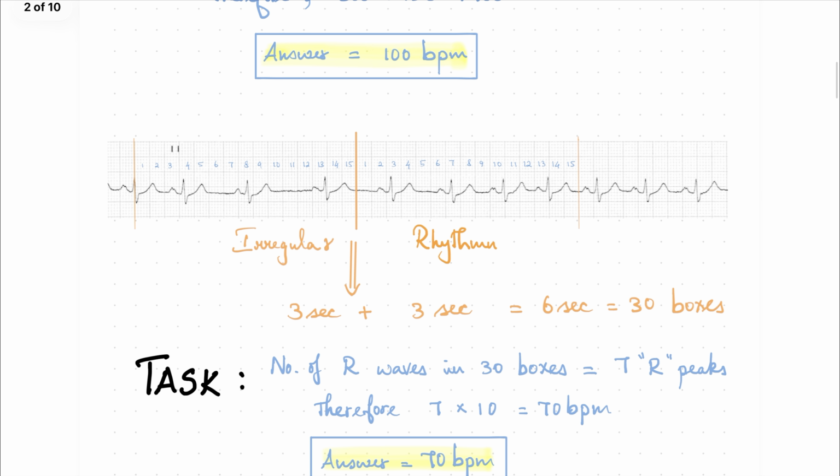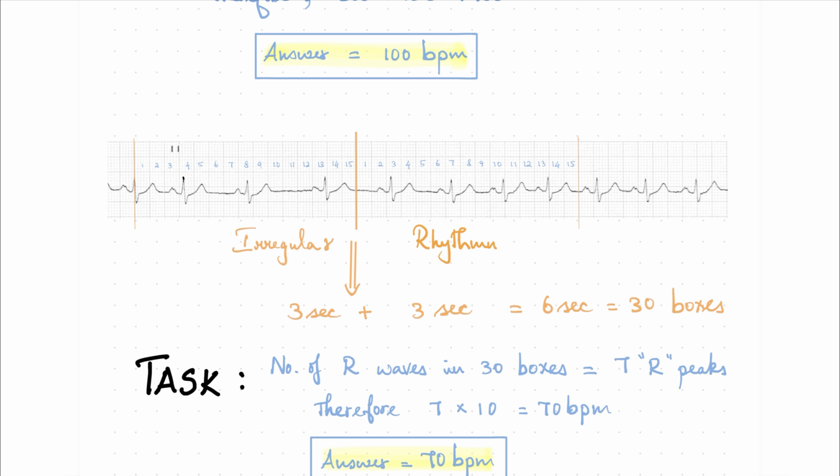So what do we have to do? Here I have an irregular graph for you all. I've already counted the numbers. So you have 1, 2, 3, 4, 5, 6, 7, 8, 9, 11, 12, 15, and another 15, which put together is 30. Now your job is to calculate how many R peaks are between them.